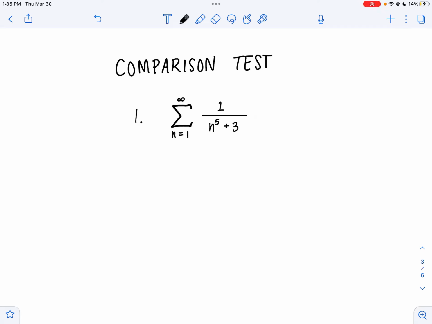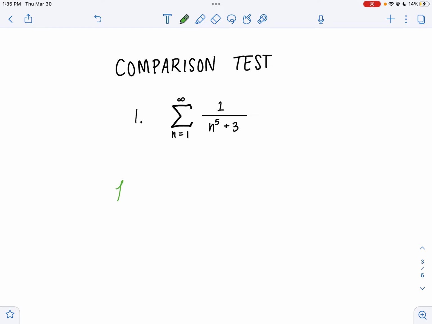All right, we are going to go ahead and talk about the comparison test from Chapter 9. So essentially what we're going to do is infer some other series we can compare this one to in order to infer whether or not this specific series will either converge or diverge. In order to do that, we're going to select a couple things.